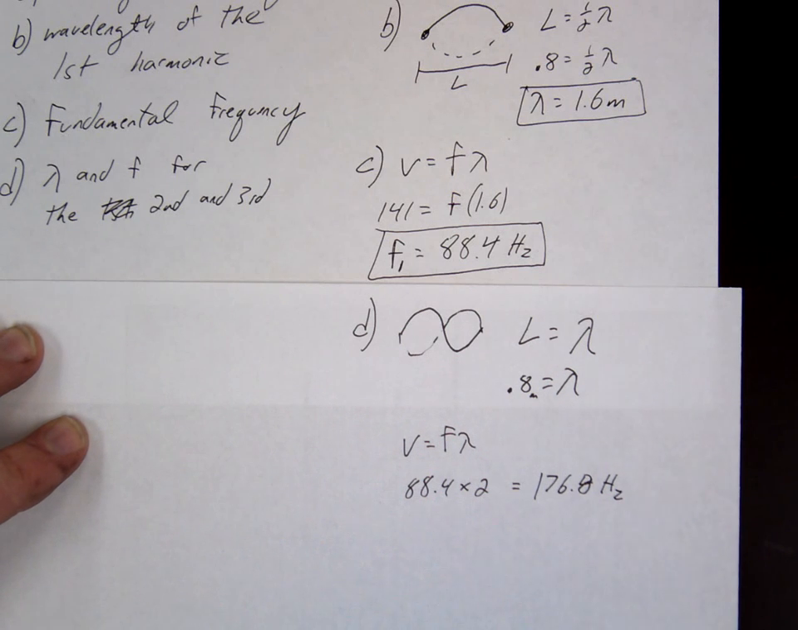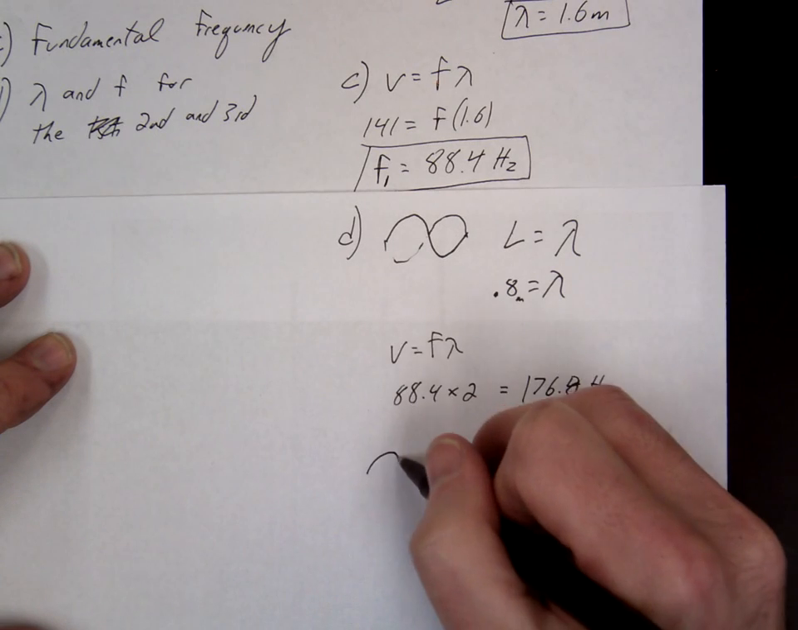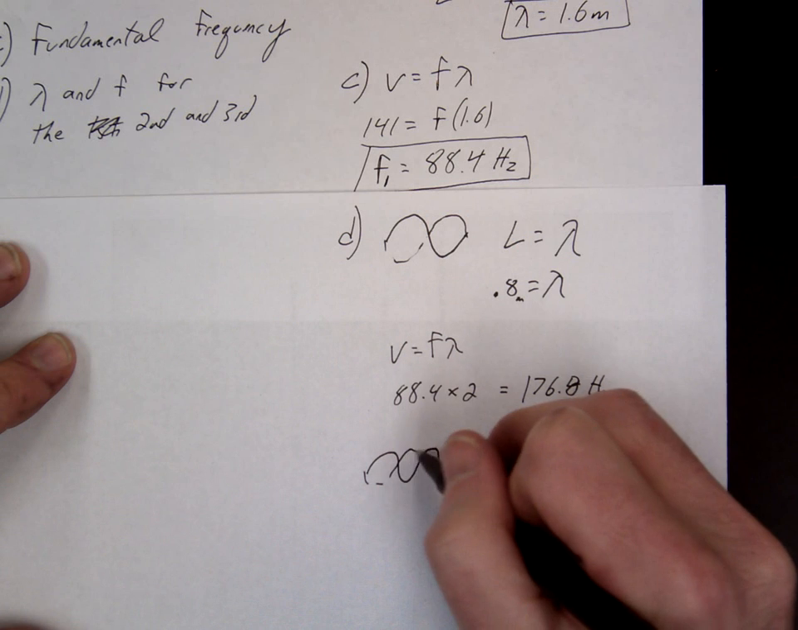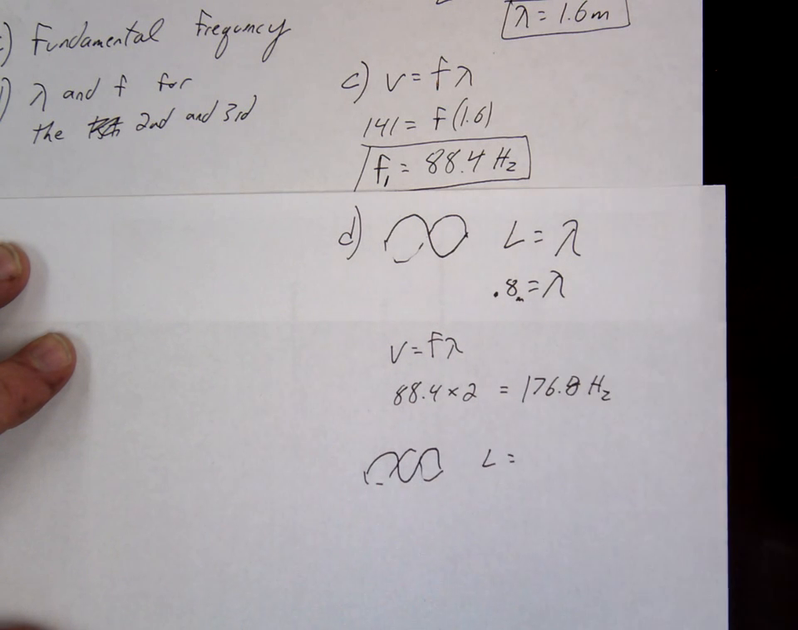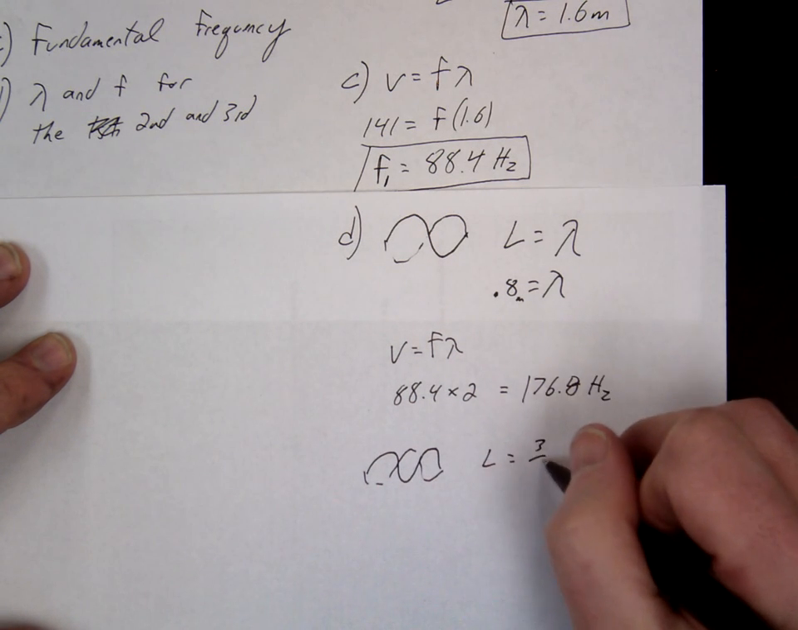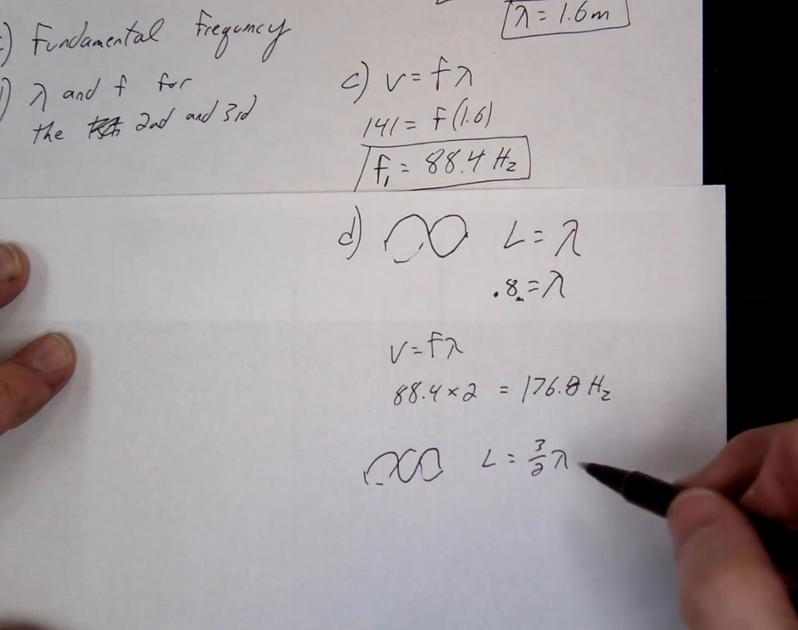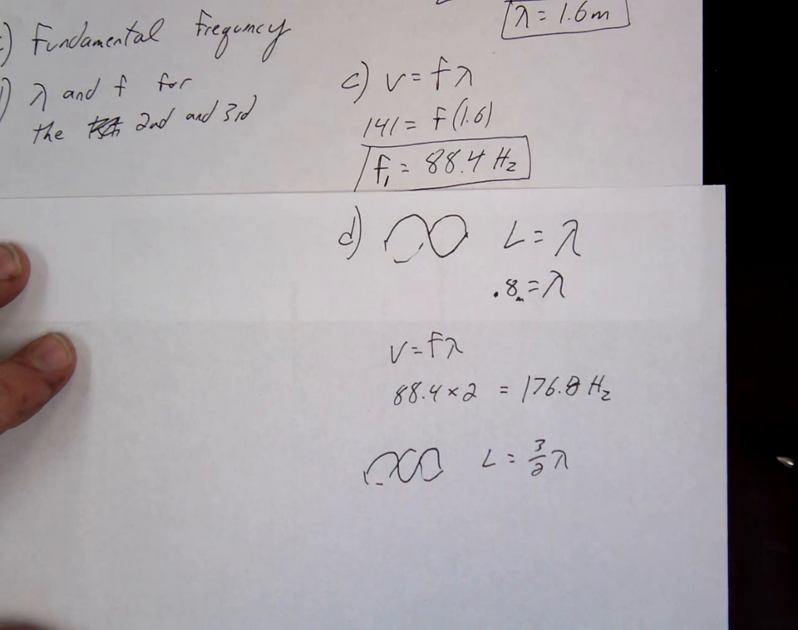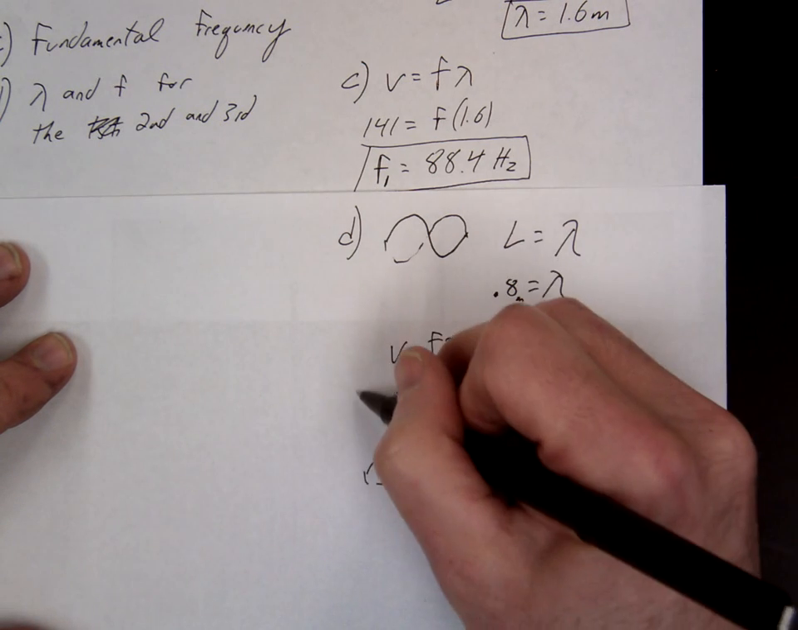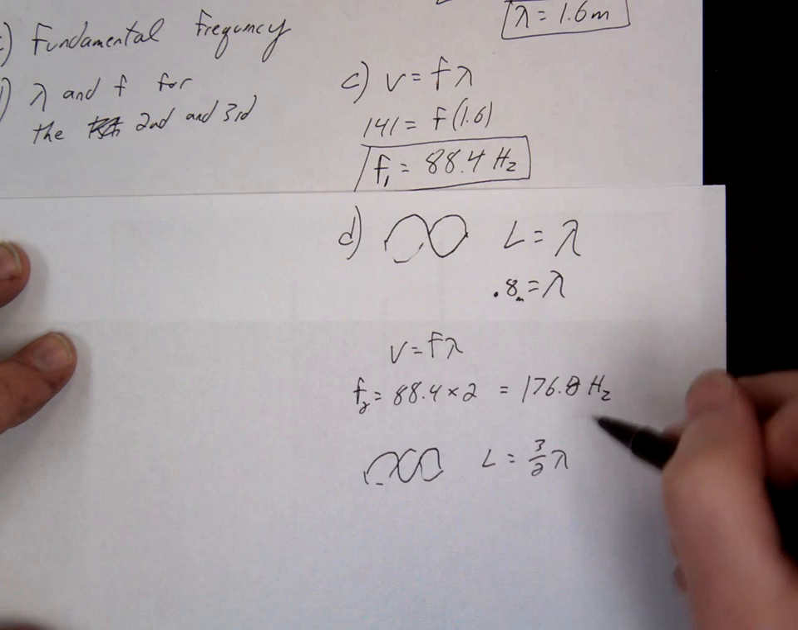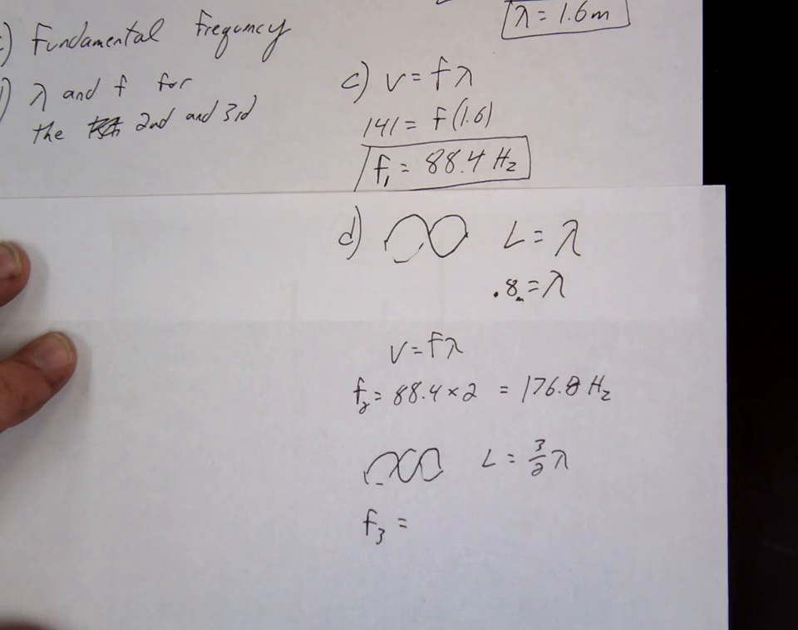Okay. And then the third harmonic looks like 1, 2, 3. How many waves do you see here? 3 halves. Okay. So notice that the wavelength is going down by 1/3, which means what should happen to the frequency? It should go up by 3. Yeah, so f2, notice, is just double. f sub 3 should be just triple.